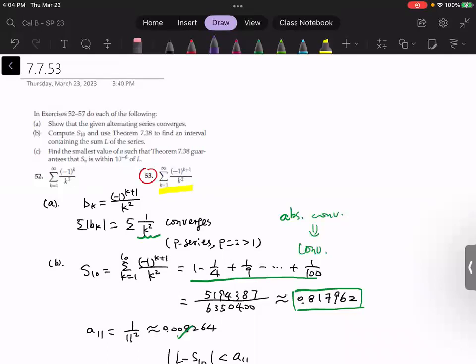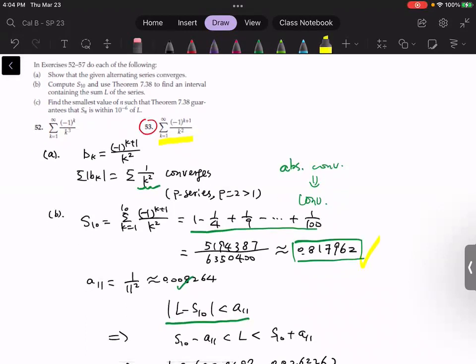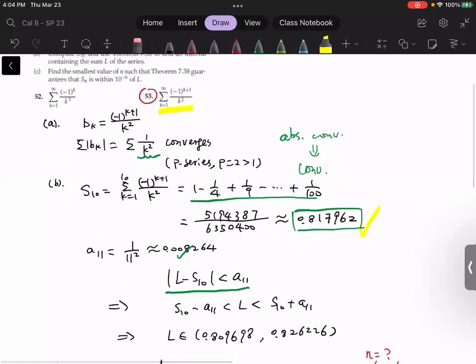This is part A. Part B, compute S10, then just apply the definition, plug in the numbers. Now we obtain a number like this. Also, we need to figure out an interval containing the actual value. We already know the difference between L and S10 will be bounded above by a_{n+1}, here n equals 10. So we need to evaluate a_11. So we can do this. Now, based on this inequality, we know the true value L sits between those 2 particular numbers.